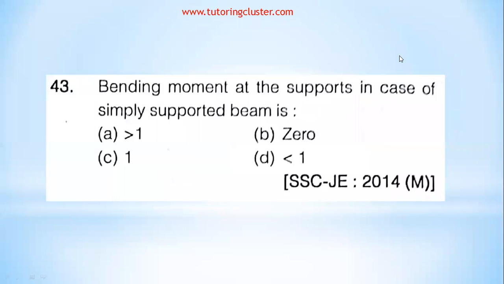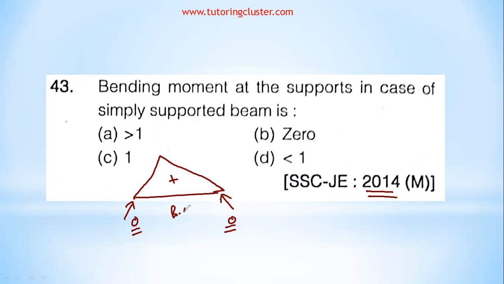Next, question number 43. It was asked in 2014. Bending moment at the support in case of simply supported beam is. We have seen this. See, if it's a simply supported beam, this is how the bending moment will look. So, what is the value of bending moment at the support? It is 0. See, the same question they are asking in different ways. Okay. So if your basics are clear, I don't think you will find any difficulty to answer any question, right? Next.